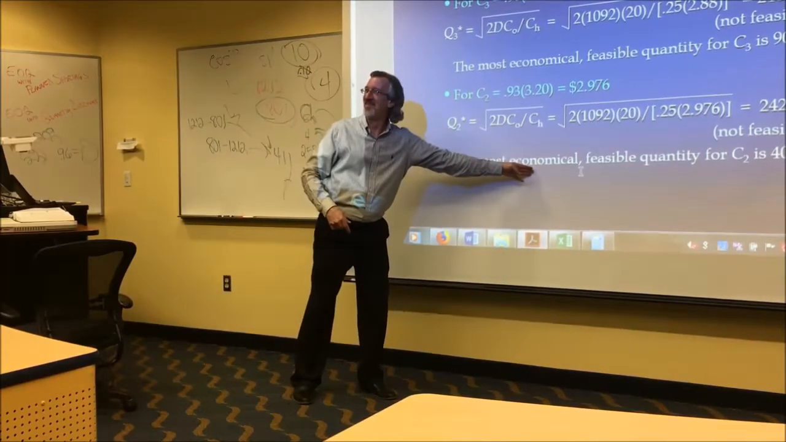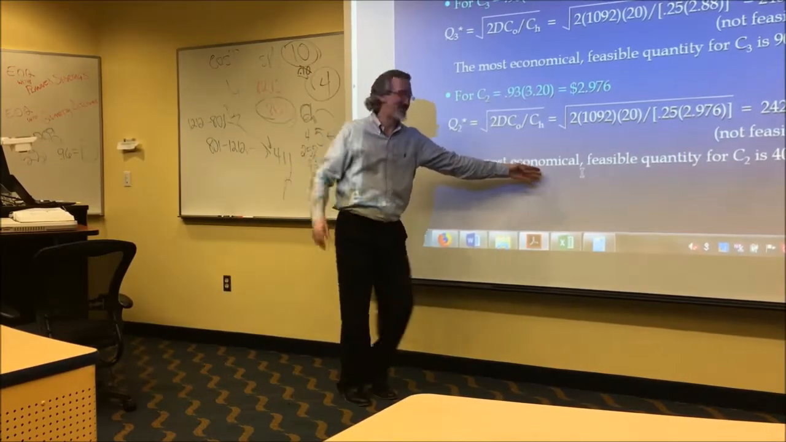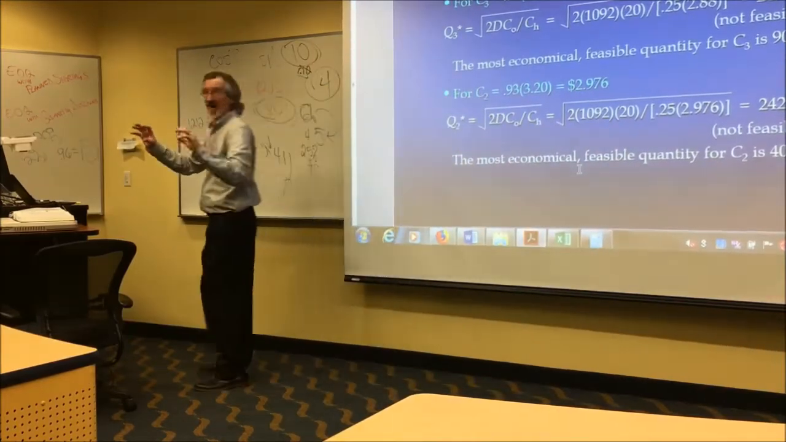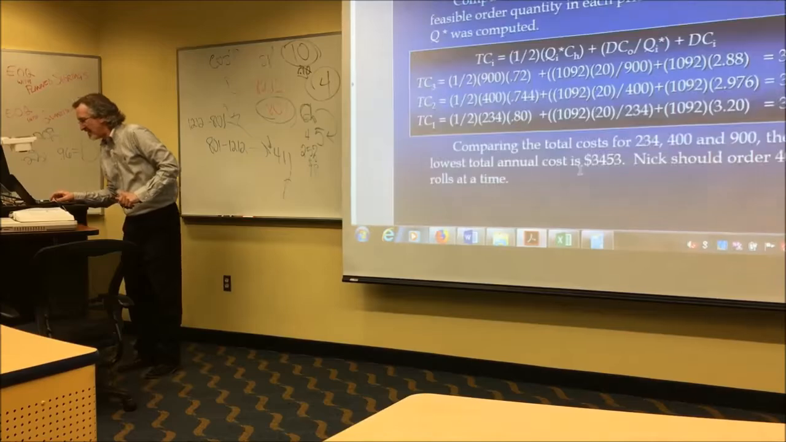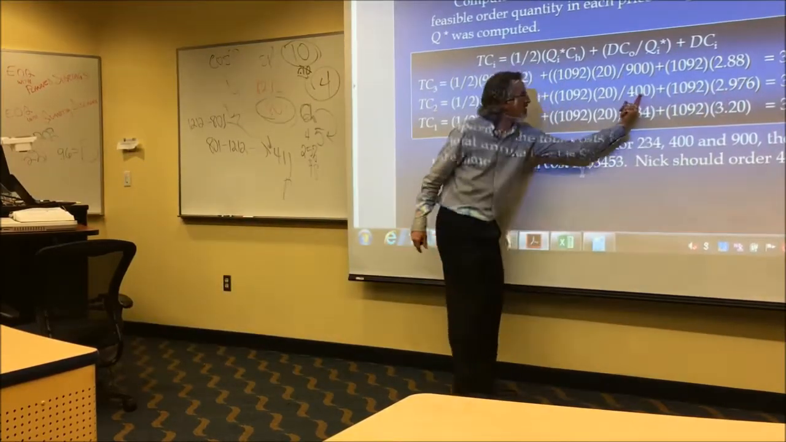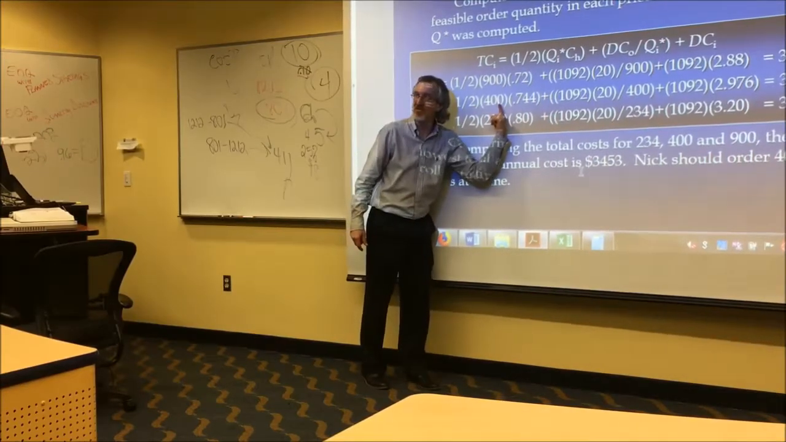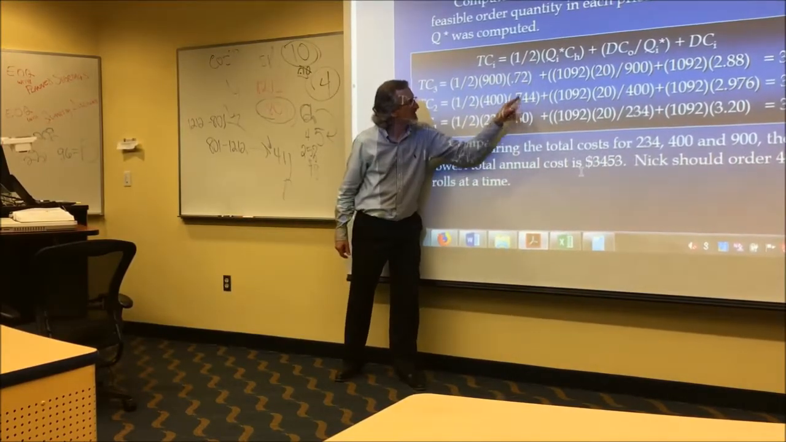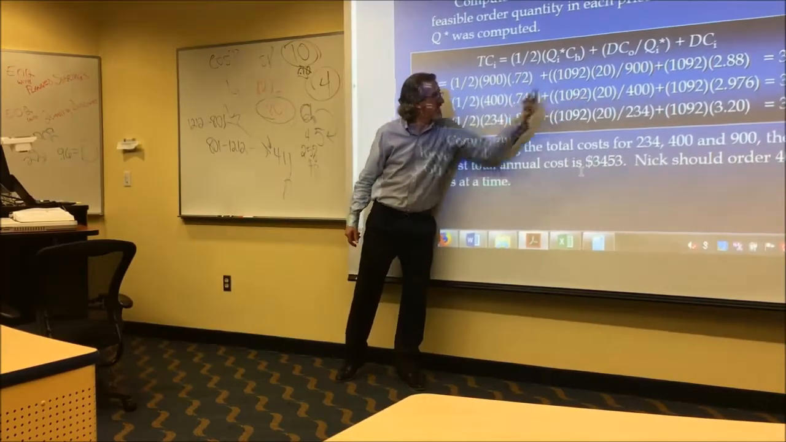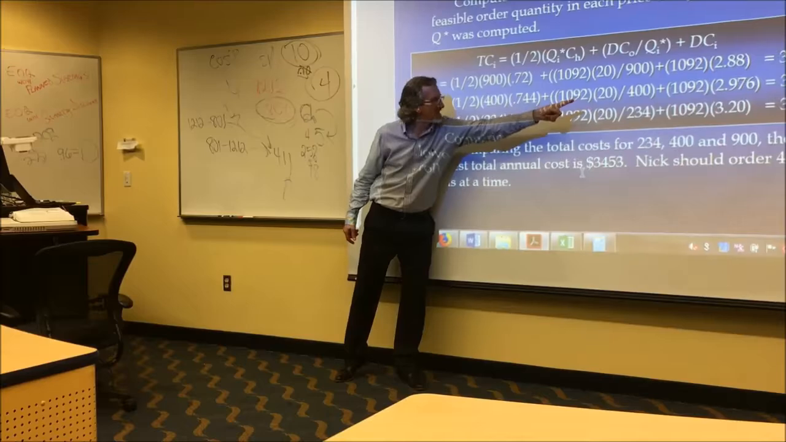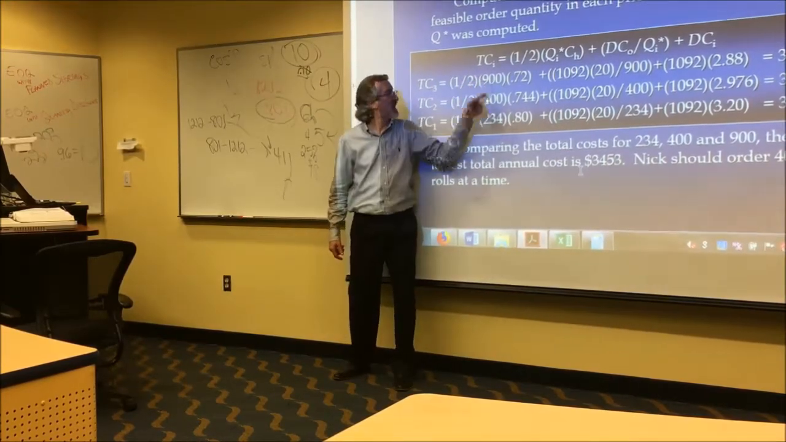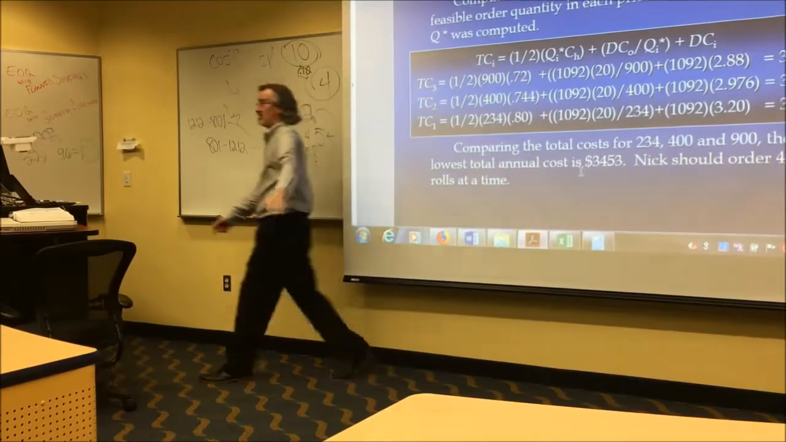How many? 400. 400 is the amount you use for quantity on your total cost for this one. Sure enough, at that price point, $2.97, 400 is being used. See the holding cost for each one of these changing? Remember, that's the thing we're calculating: 25% of 2.88, 25% of 2.976, 25% of 3.20. That holding cost changes, the quantity changes, everything else stays.